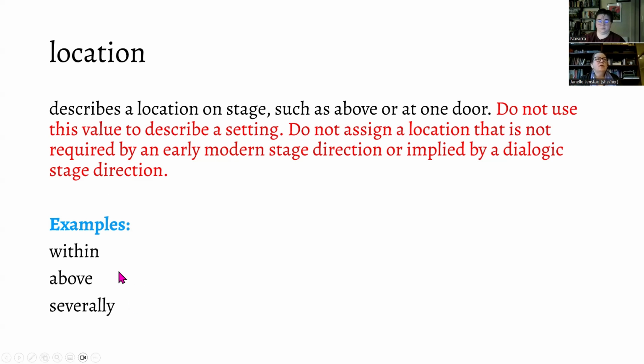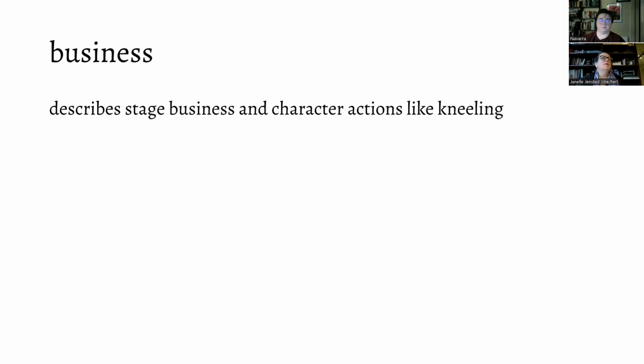So examples that you're likely to see, that is, somewhere within the disposition of the theater and the stage: above, severally, indicating that they're coming in from different locations. Okay, business is a bit of a catch-all category, but it describes stage business and character actions like kneeling.